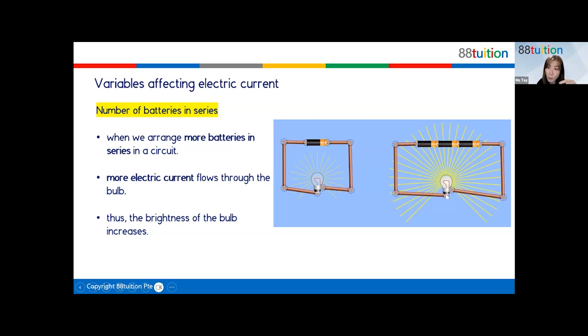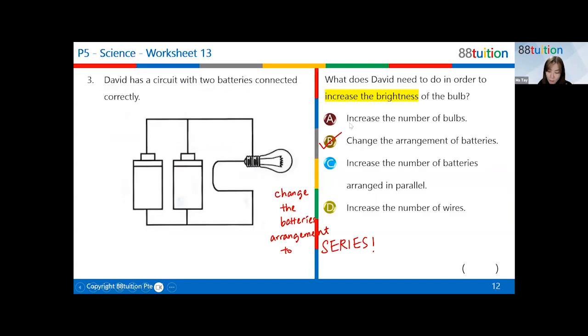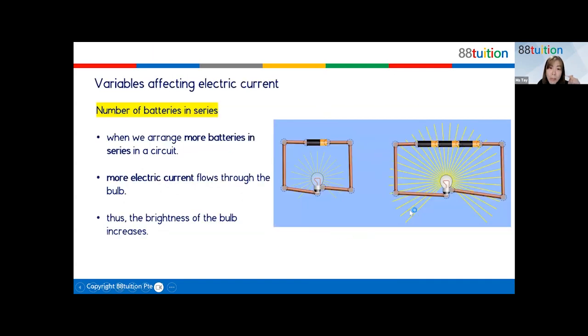So I inserted notes in your worksheet now, okay? So it's easier for you when you are studying. So make sure you print this out. Can or not? Try your best. Good. So more electric current means the brightness of the bulb will be increased. Any question here? Sanvi okay? Jerome okay? Bella okay? Clarice, you all right?